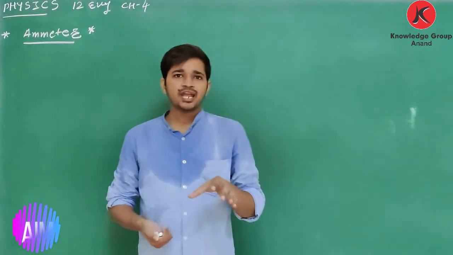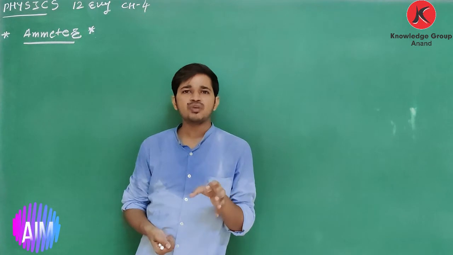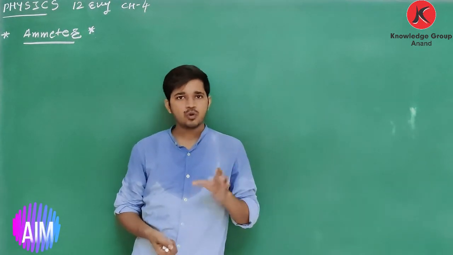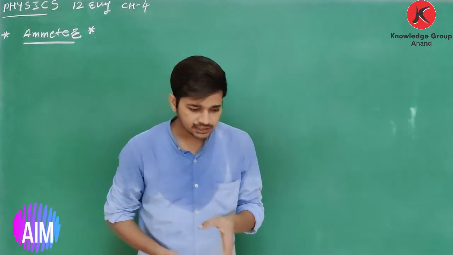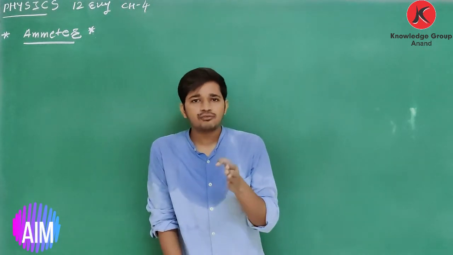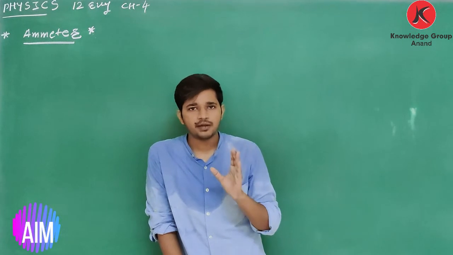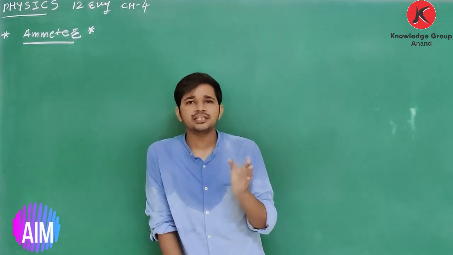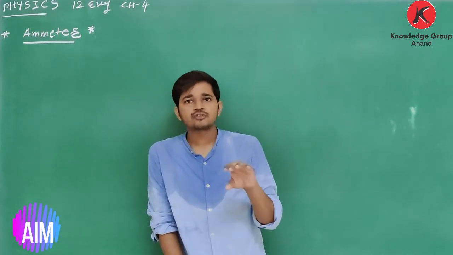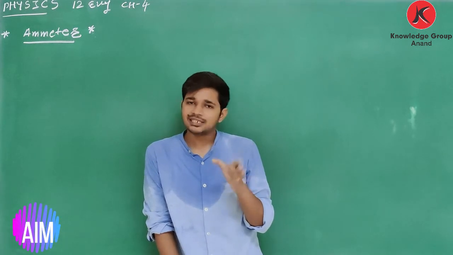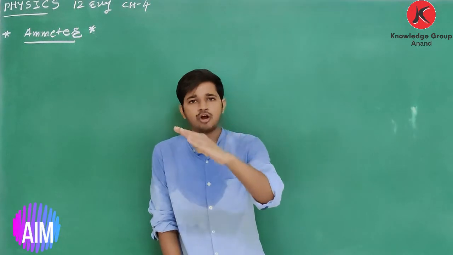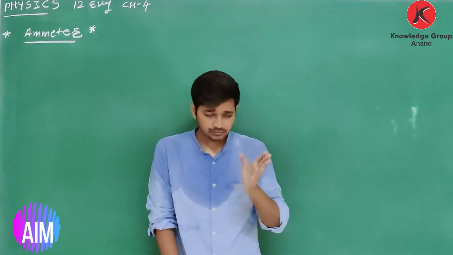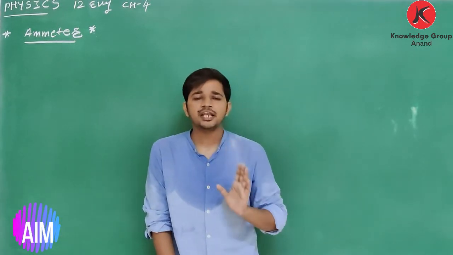In the last lecture we discussed what a moving coil galvanometer is. What is its function? When current flows through the coil, which is placed in a uniform radial magnetic field, it rotates in the magnetic field. Attached to it there is a pointer, so the pointer also rotates on a circular scale, and that deflection is directly proportional to current.